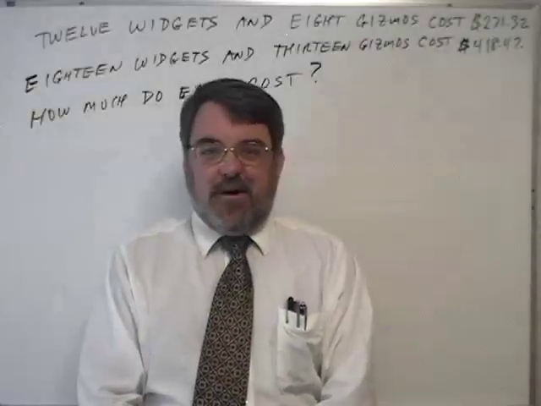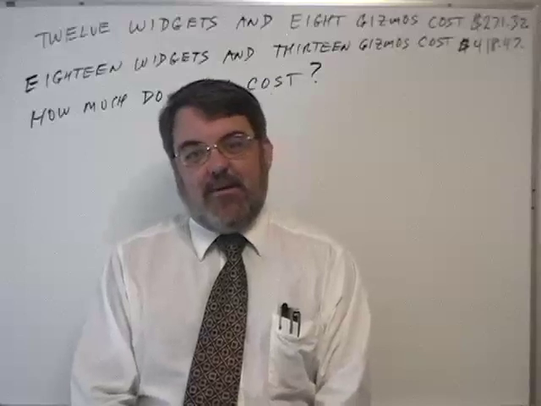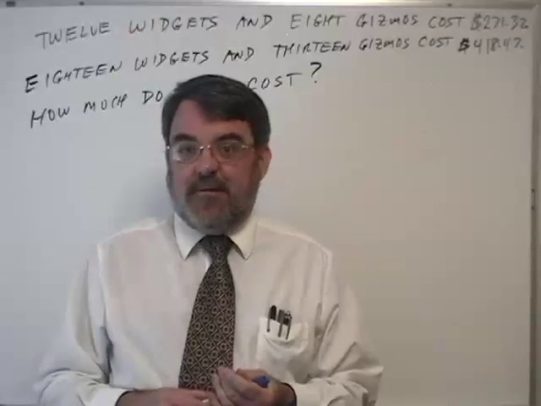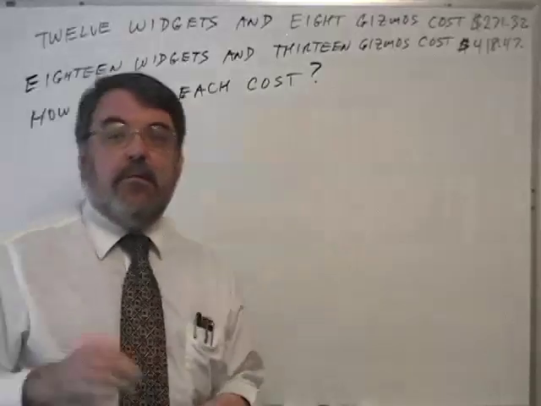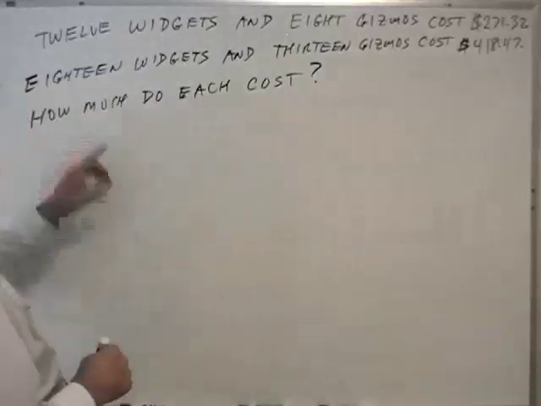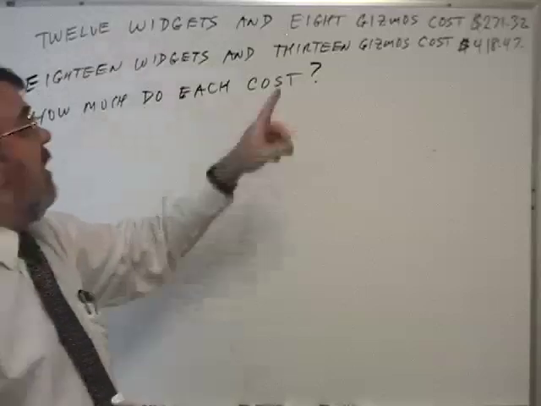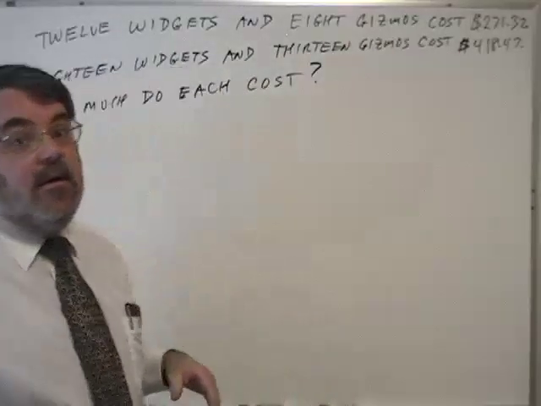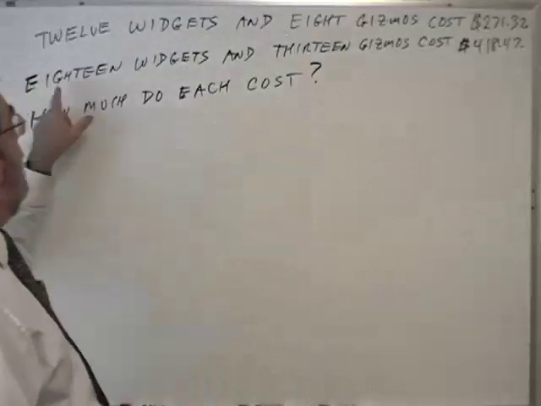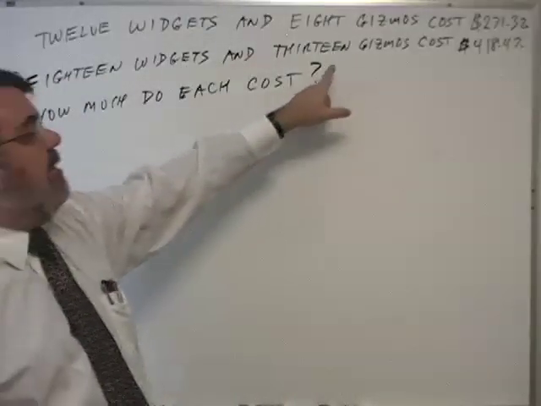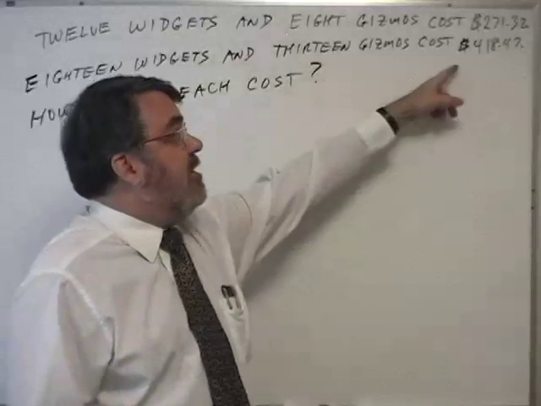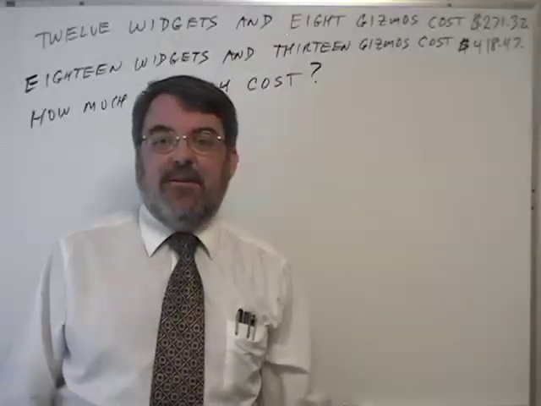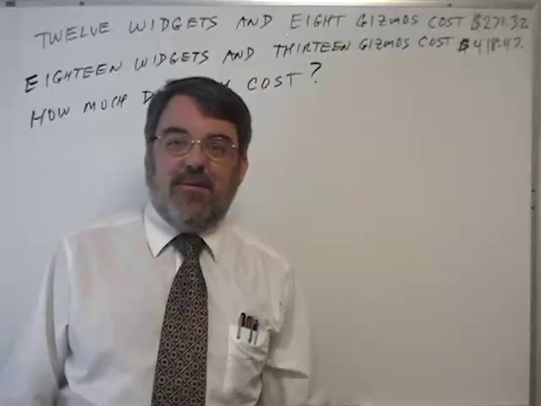This mixture problem is a little different from the last one because the units we're searching for are different. So let me read it to you, and you might want to copy it down. 12 widgets and 8 gizmos cost $271.32. 18 widgets and 13 gizmos cost $418.47. Everybody knows what widgets and gizmos are, right?